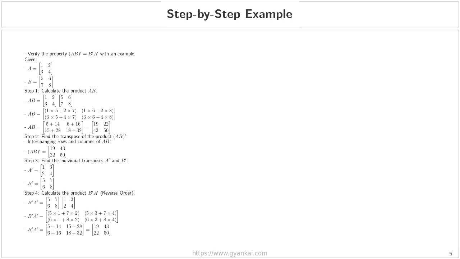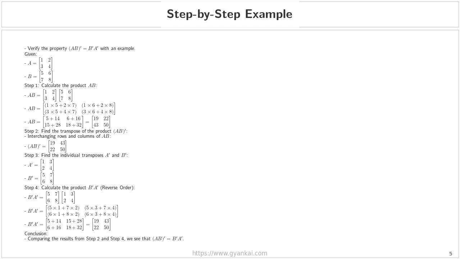Performing the multiplication, for the first element, we take 5 times 1 plus 7 times 2, which equals 19. For the second element, 5 times 3 plus 7 times 4 equals 43. For the third element, 6 times 1 plus 8 times 2 equals 22, and for the final element, 6 times 3 plus 8 times 4 equals 50. As a result, the product of B prime and A prime is a matrix with 19 and 43 in the first row, and 22 and 50 in the second row.